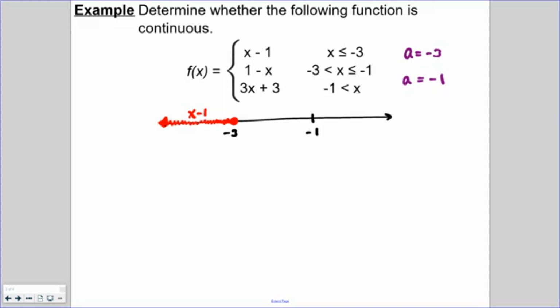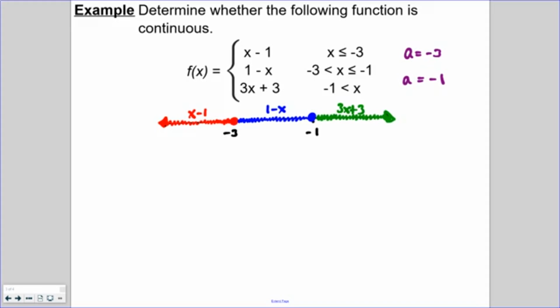Then, when x is greater than -3 but less than or equal to -1, we're going to have our middle guy. So we can come shade in this area. And this is 1 minus x. And then our last expression is when x is greater than -1. So then we can just shade in this final area. And this would be the expression 3x plus 3.